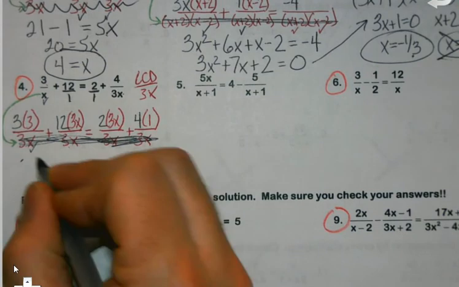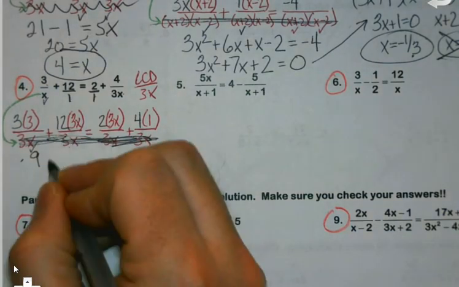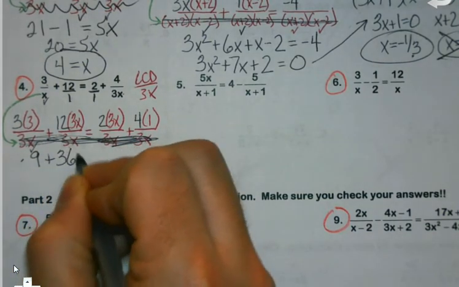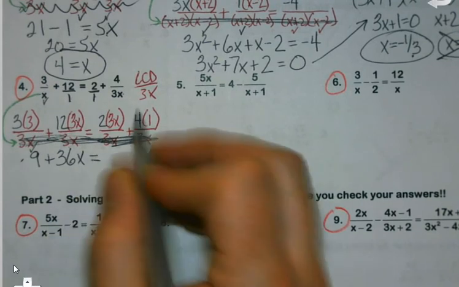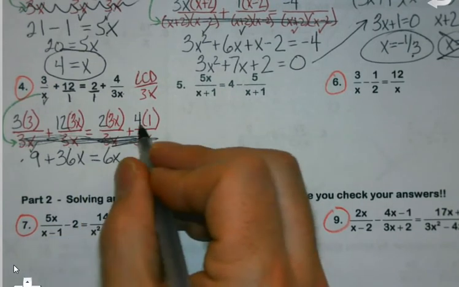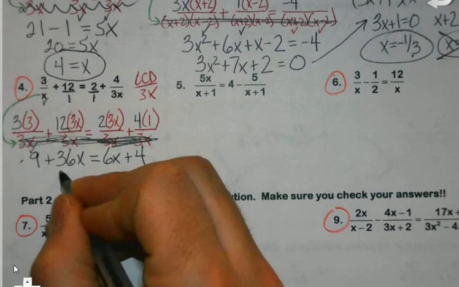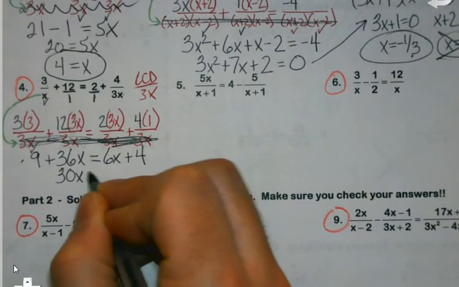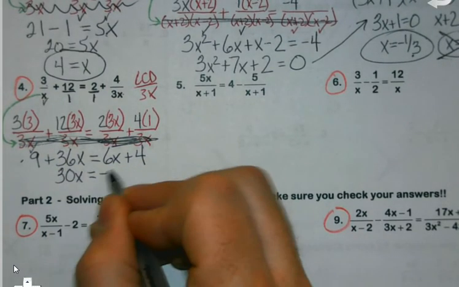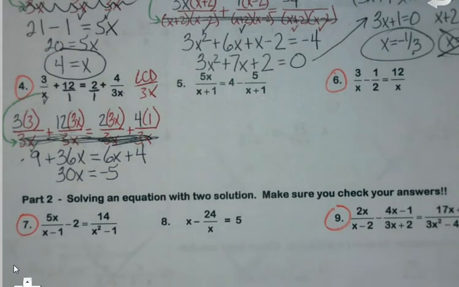And now we just simplify what's left. So 3 times 3 is 9 plus 36x. And that's 6x plus 4. And now again, we're back to Algebra 1 stuff. So I'm going to get all my x's to one side. Subtract my 9 over there. Then it's one of those detail things.